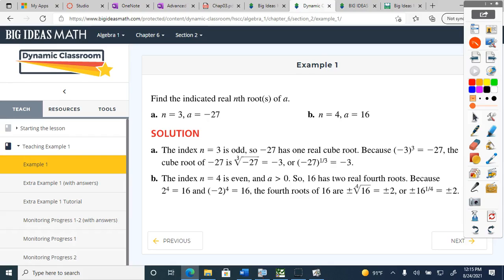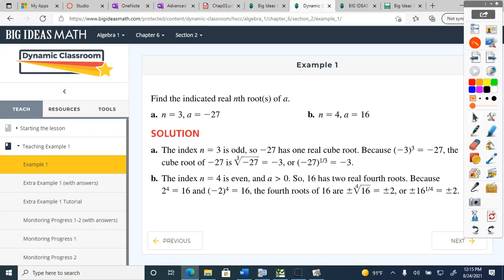Now understand, when they put plus or minus, that's not all one thing. That's 2 different numbers. They're just writing it as one thing to make it quicker. But you have to read that as positive 2 and negative 2. Now, why can it be negative 2 as well? If I multiply negative 2 by itself 4 times, it becomes what? Positive.